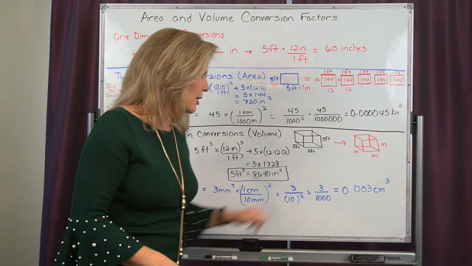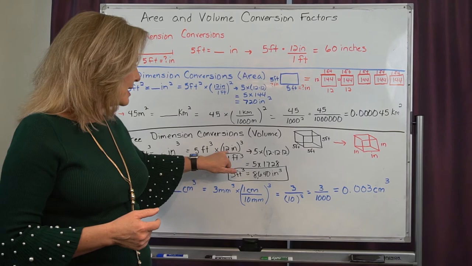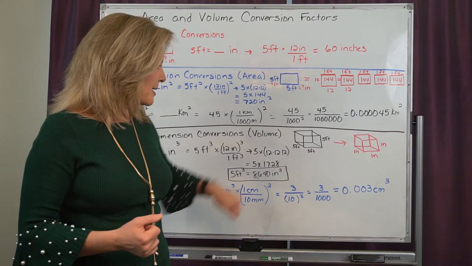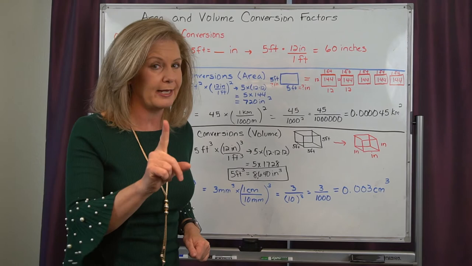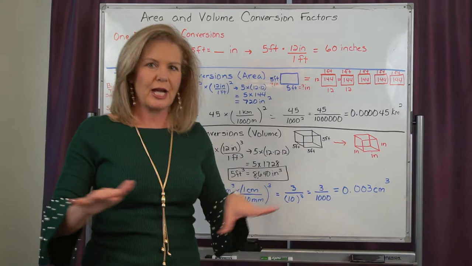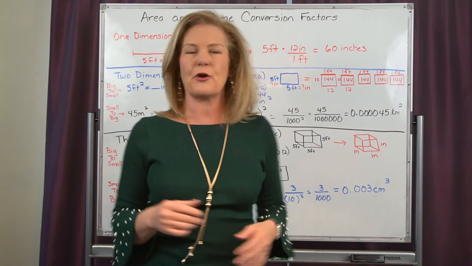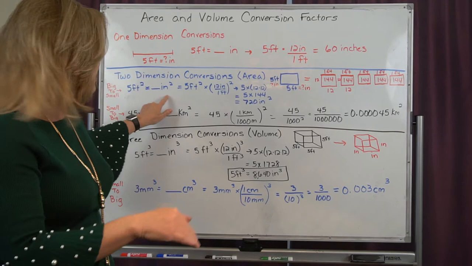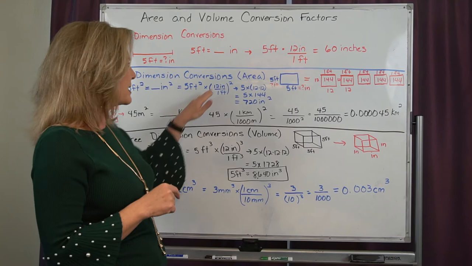Well, in order to do that, I know that I need to multiply by 12 inches cubed. That means I'm multiplying by 12 times 12 times 12, which is 1,728. But that's only for 1 foot of it. I need all 5 feet, so I'm going to multiply that by 5. So 5 feet cubed is the same thing as 8,640 inches cubed. Just a change of measurement. Now, sometimes our measurement is going to go from a bigger measurement to a smaller. Notice I'm going from 5 feet to inches. So I went from a bigger measurement to a smaller measurement. When I do that, I always multiply because I'm going to have more inches than I do feet.